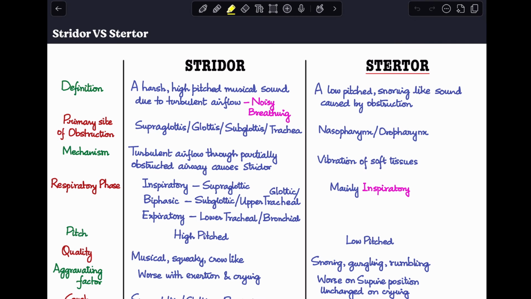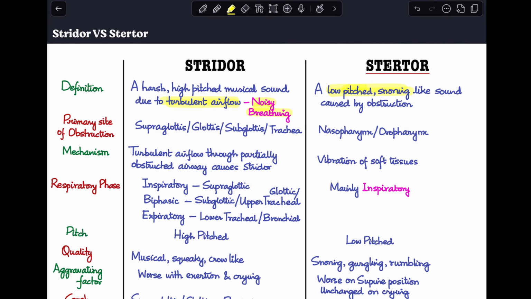First of all, let's talk about what is stridor. Now, stridor is this harsh, high pitched musical sound that we hear and which occurs due to turbulent airflow. This is also termed as noisy breathing. Whereas stertor, on the other hand, is a very low pitched snoring like sound which is caused by obstruction. Now, we'll talk about the mechanism behind each one of them in a little bit.